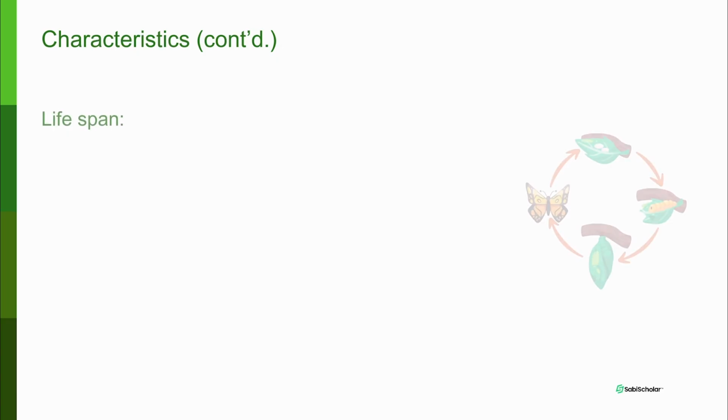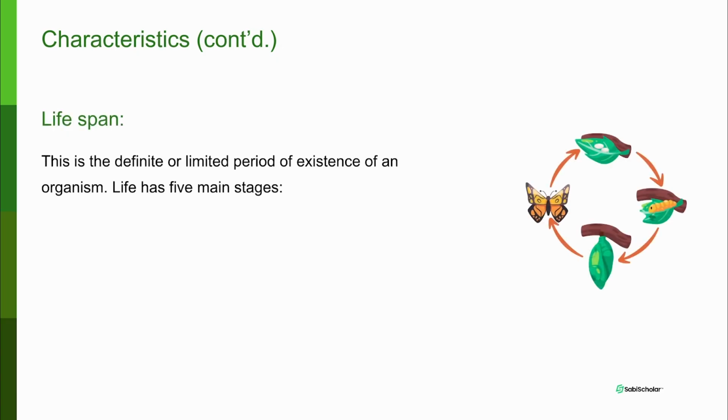Finally, we have lifespan. Lifespan is the definite or limited period of existence of an organism, and it has 5 main stages. First, we have birth, then growth, then maturity, decline, and finally death. If you go through all these characteristics that we've talked about, you agree with me that a wooden bench does not do all these things because it is not living, okay?